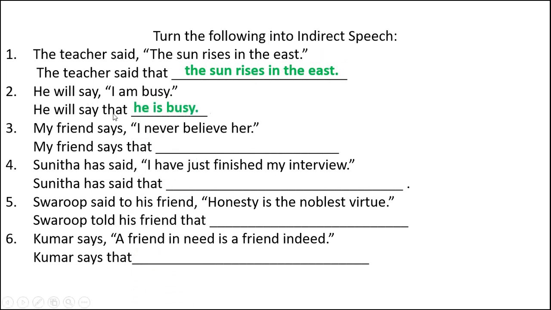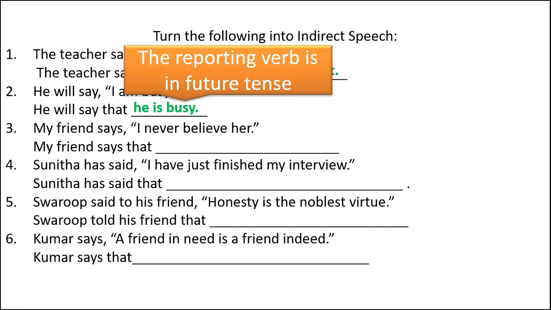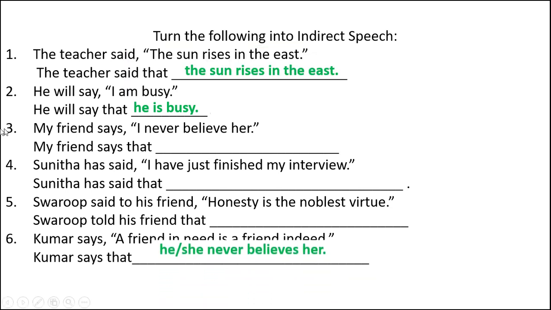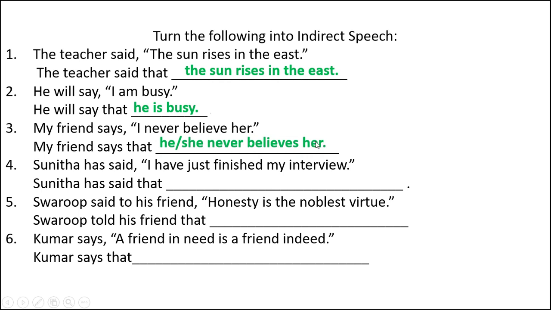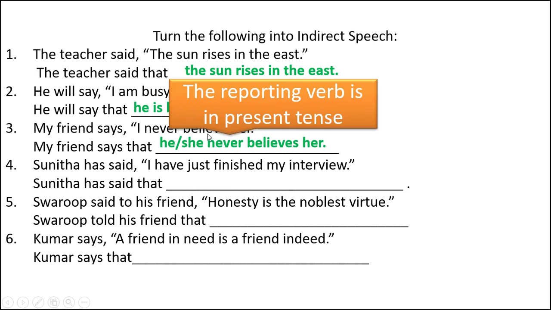He will say I am busy. The answer is he will say that he is busy. The reason is, because the reporting verb is in future tense, it's not in the past tense. So there is no change in tense. Now my friend says I never believe her. My friend says that he or she never believes her. No change because the reporting verb is in the present tense.